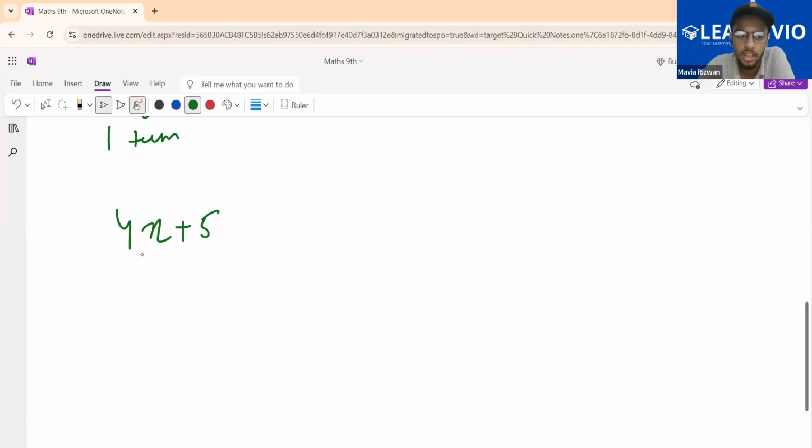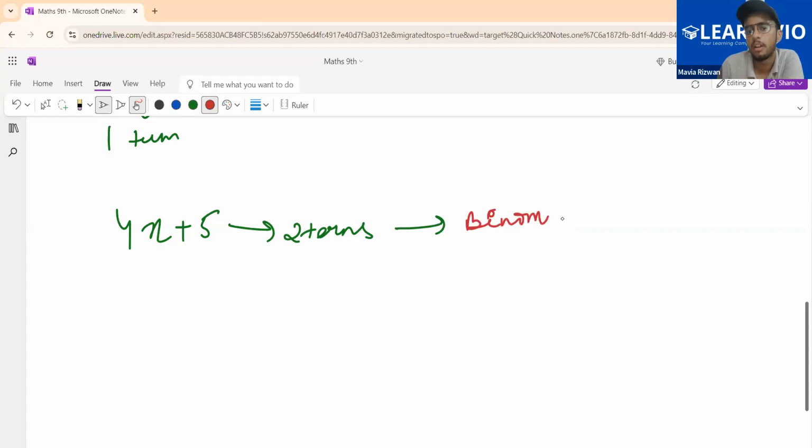Okay. Now, Safia, tell me. You said two terms, correct? So it has two terms. So this is known as a binomial. So what is a binomial? A polynomial with two terms. Okay, a polynomial with two terms is known as a binomial.